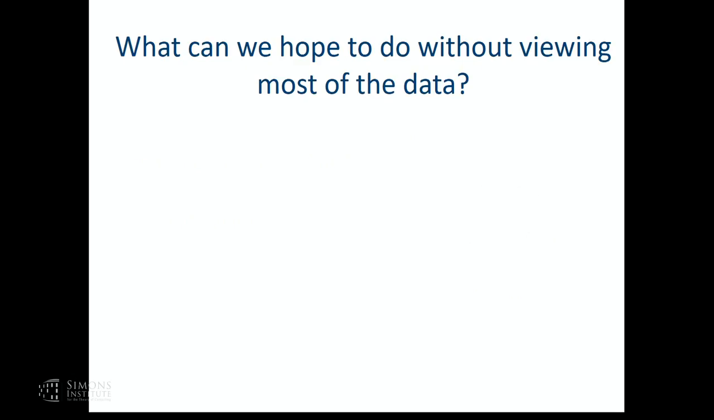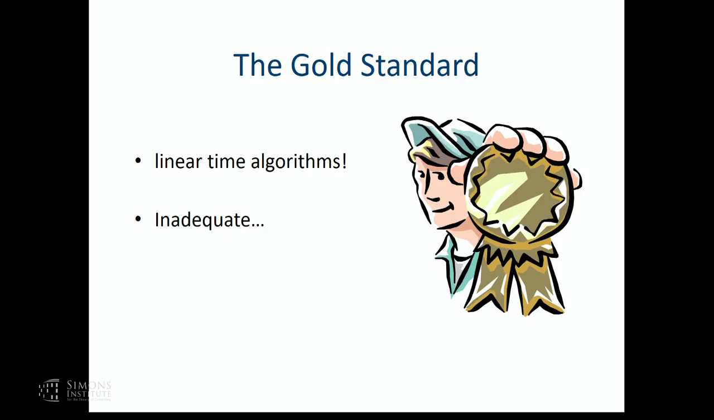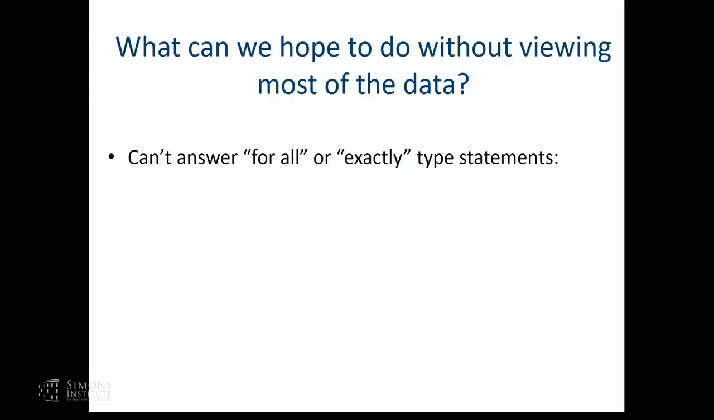So what can you hope to do in this case? This is the gold star that you get when you take undergraduate algorithms and you find the linear time algorithm. That gives you an A+ in the class. The question is, is that good enough for us? What can you hope to do? Well, we're going to have to modify our goals. We're not going to be able to answer for all or exactly type questions. For example, we are not going to be able to say exactly how many people on this earth are left-handed.